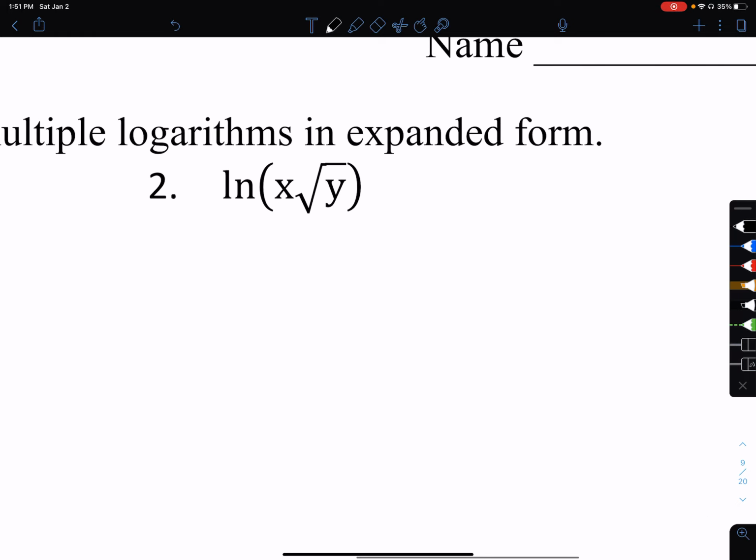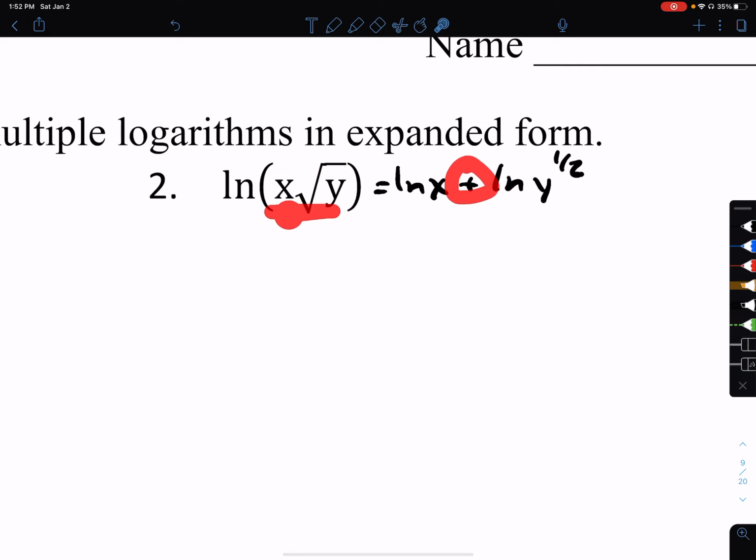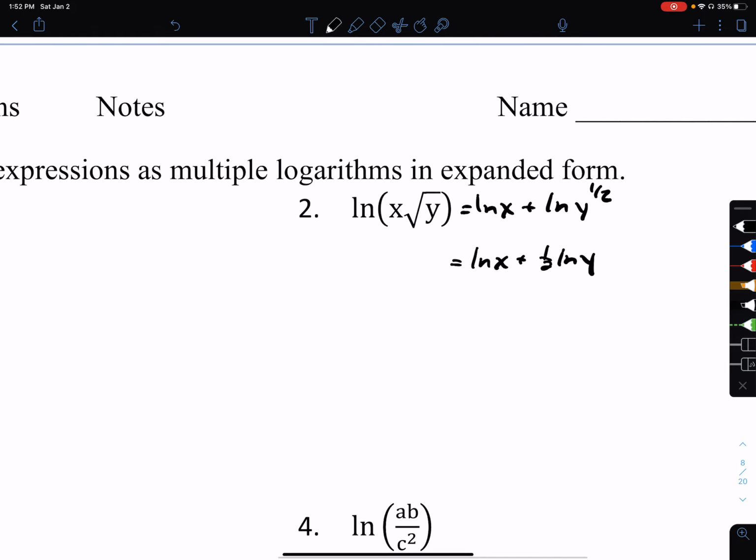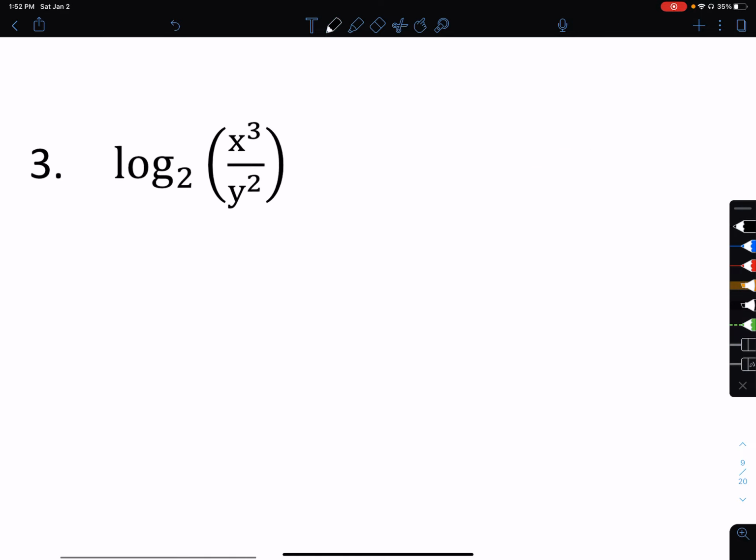Number 2, we could write this as natural log of x plus natural log of y to the 1/2. It's the same thing as a square root. It's plus because we were multiplying these. We can then take this exponent of 1/2 and write it as a coefficient. We are only doing this because the directions say write it in expanded form. That's what we're doing. We're expanding it.